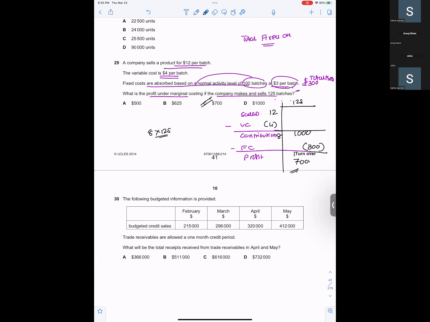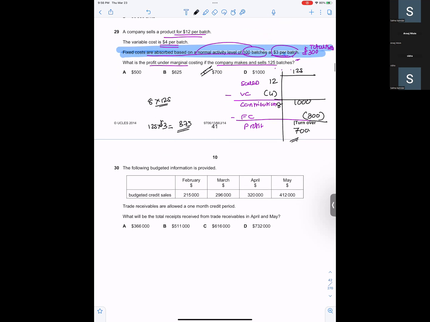The only point that people would mess up is they will do 125 batches into fixed cost $3. People mess up like this and they make the fixed cost as 375. Are you with me? Yeah. The only difference where people are going to get confused is here.